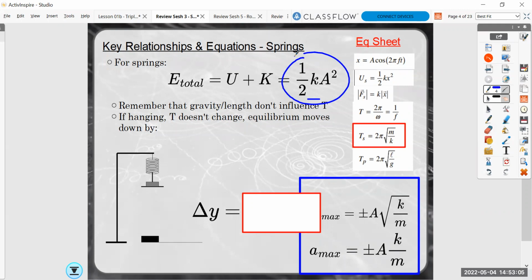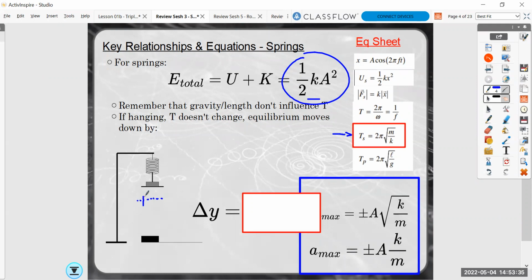It's important to note, again, for our spring equation, 2 pi root m over k, gravity doesn't come into it, the length of the spring doesn't come into it. The only things that matter to the period are the mass and the k constant of the spring. There is one thing that does change if gravity comes into play. If we hang our system vertically, the period does not change. The period remains exactly the same. However, as we discovered in some of our labs, the system does find a new equilibrium point.